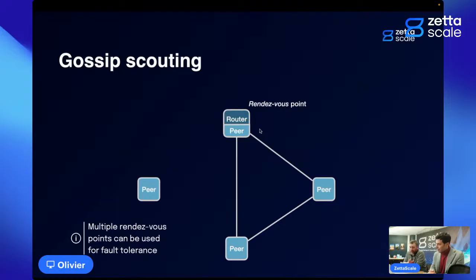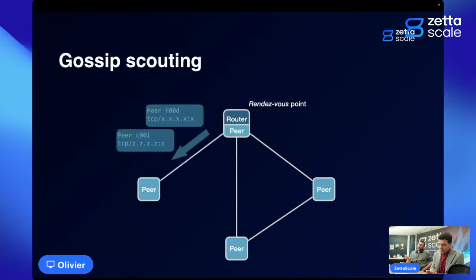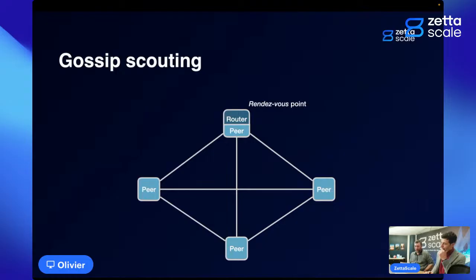Note that you can use multiple nodes as rendezvous points for fault tolerance, because we don't want this rendezvous point to be a single point of failure. Absolutely. So we can use multiple nodes as rendezvous points. But now we start this peer with the locator of this rendezvous point, and it connects to it. This rendezvous point says, okay, hello, I know those two other guys, and here are the locators. And so now this new peer can connect to all those nodes.